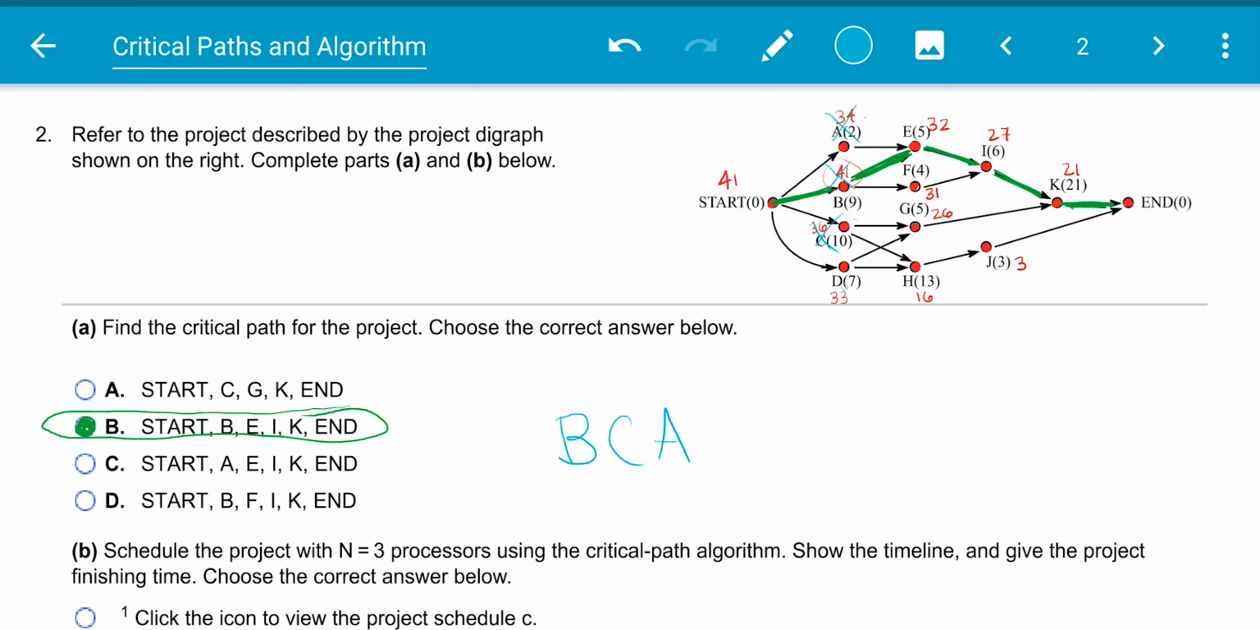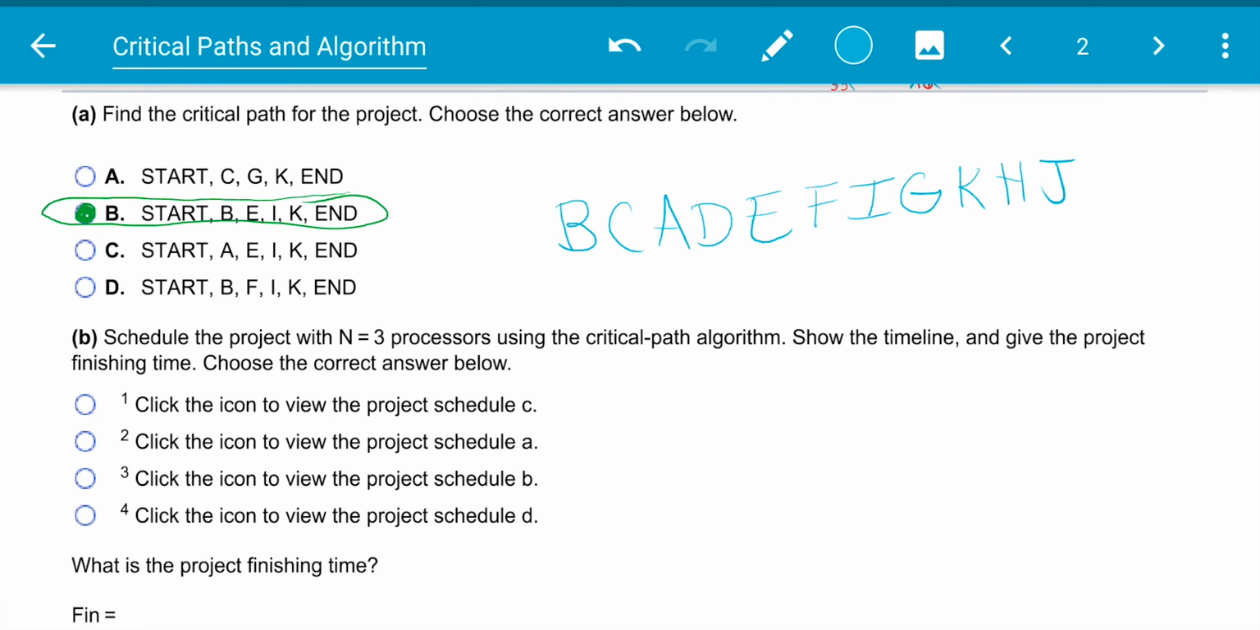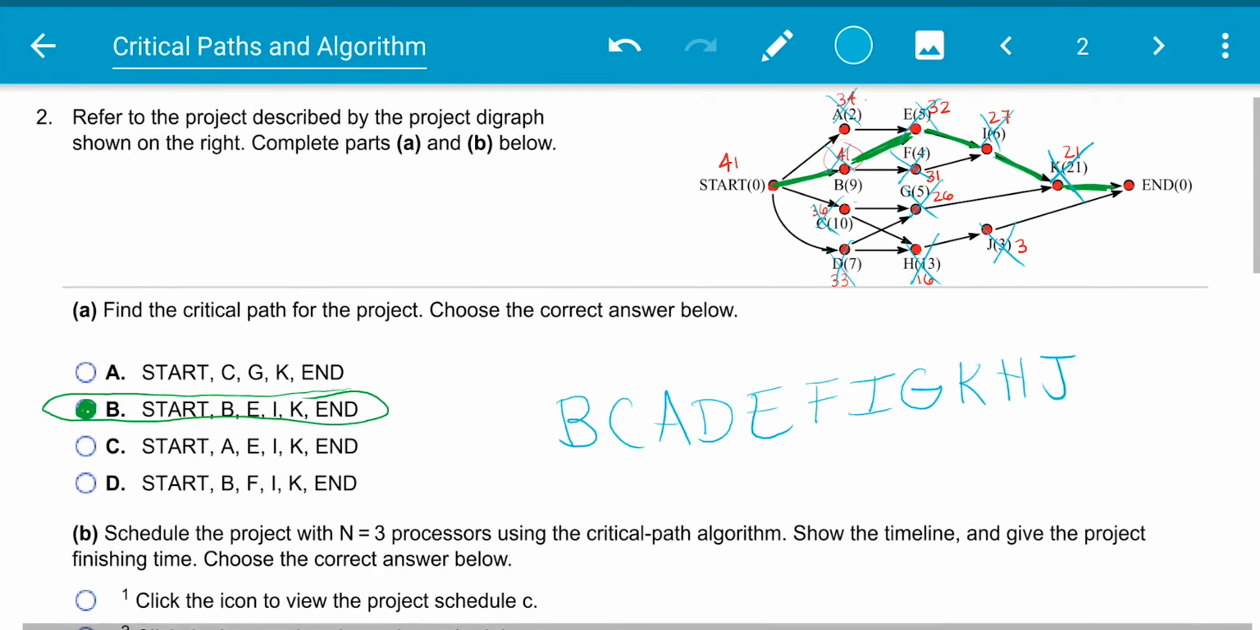Then we have a 33 for D, 32 for E, 31 for F, then a 27 I, 26 G, 16 is H. Oh, I missed one. All right, so we go 27, then we do K. Then we do H, and then we do J as our last. So this is our new priority list that we're going to use to create our processors.